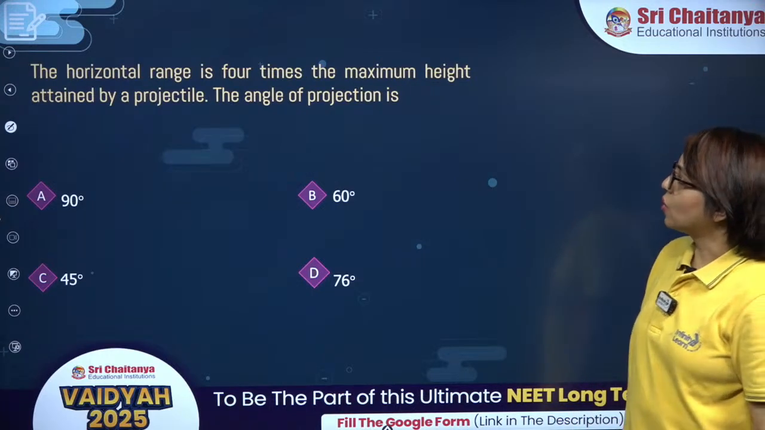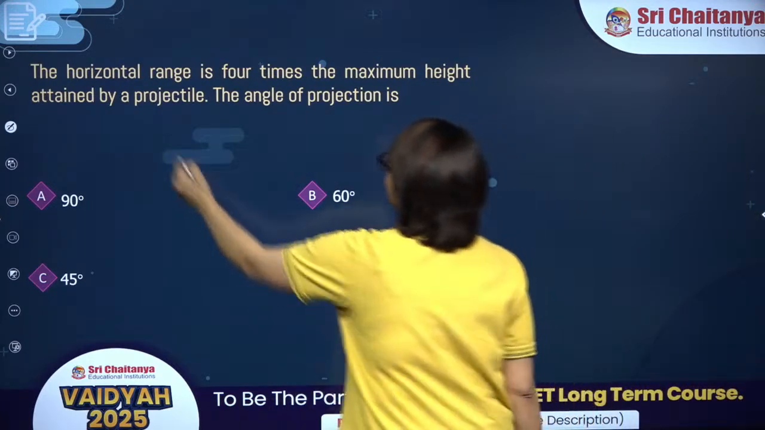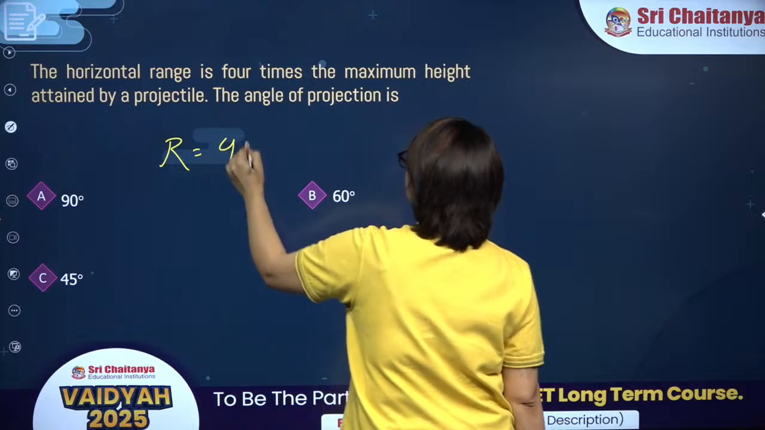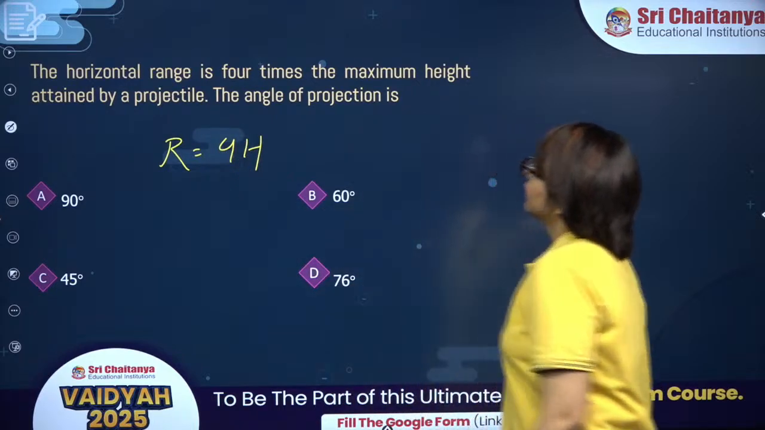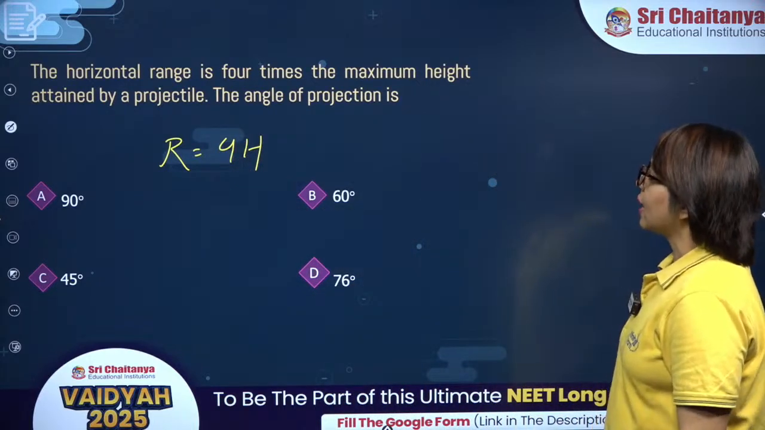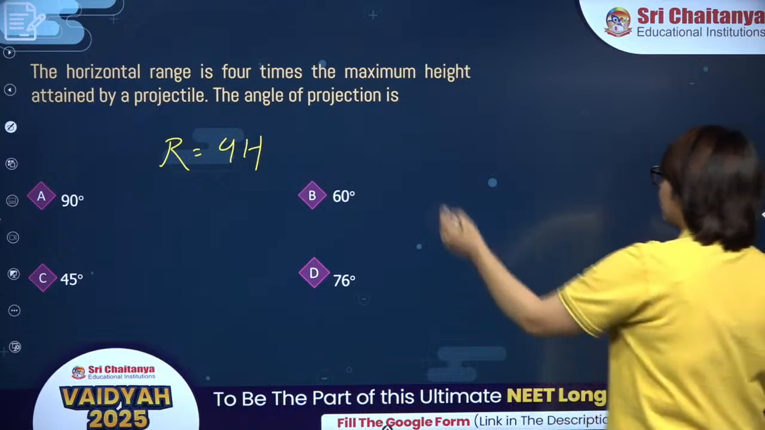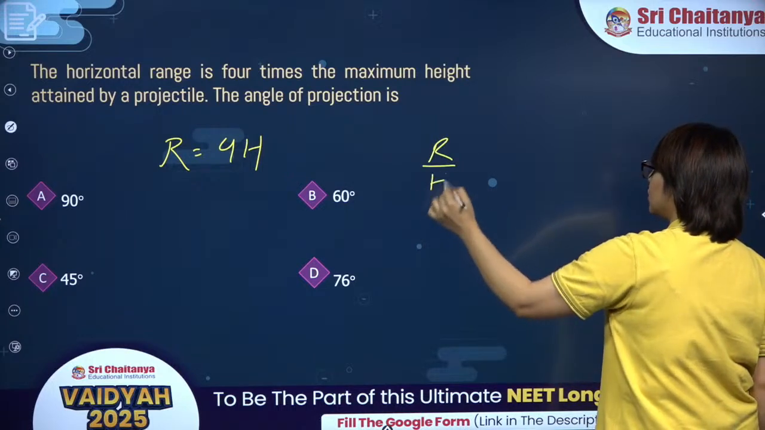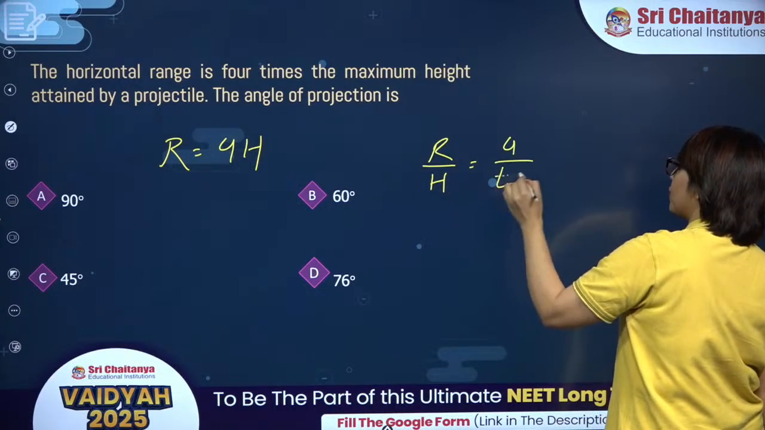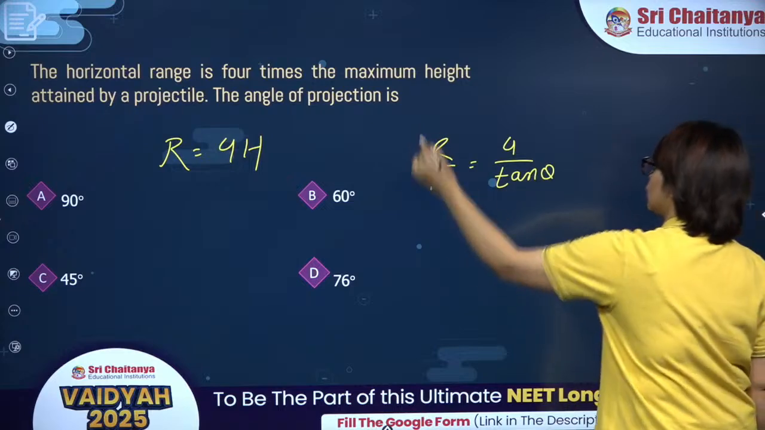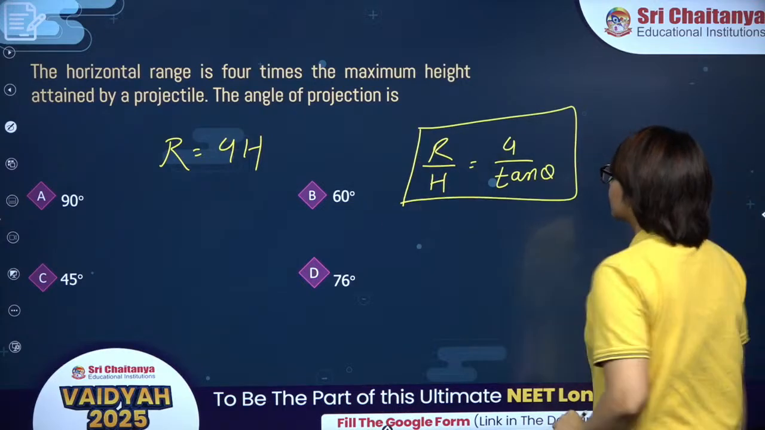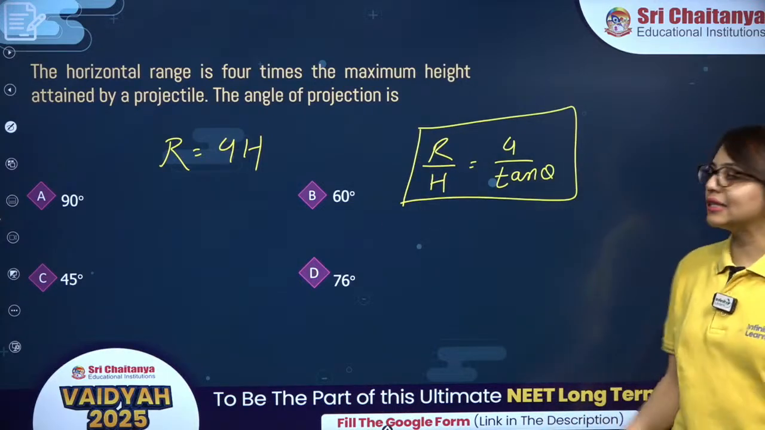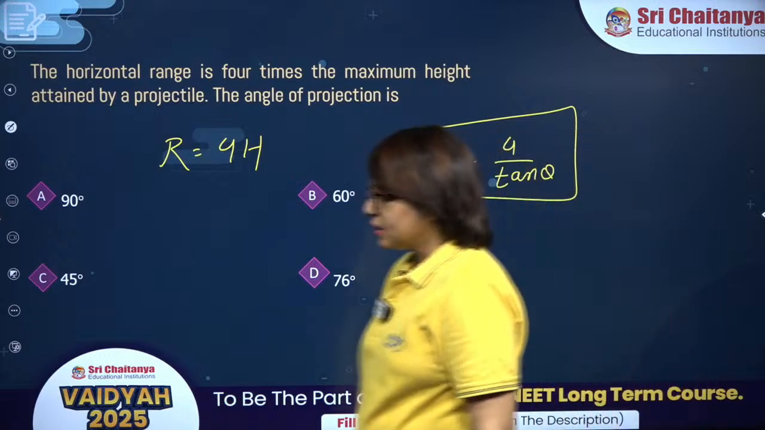Let's try this one. The horizontal range is 4 times the maximum height attained by a projectile. The angle of projection is, so here you can use this one, R upon H should be 4 upon tan theta. This is the ratio. You can use this one as shortcut for solving this types of questions easily. Try this one everyone.